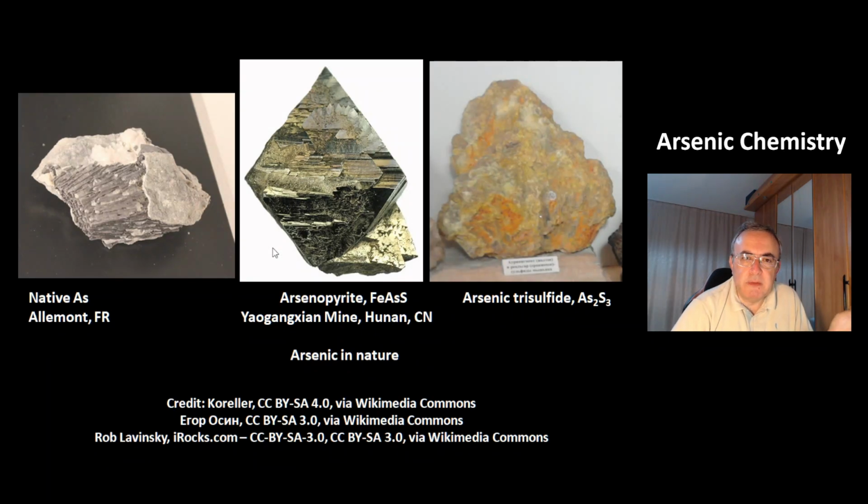These are three examples of arsenic in nature. At the left, that's native arsenic from Allemont, France. In the middle, that's arsenopyrite, FeAsS, from the Yaogangxian mine in Hunan, China. And at the right, that's arsenic trisulfide, As2S3.